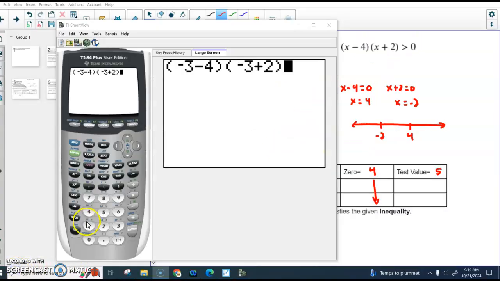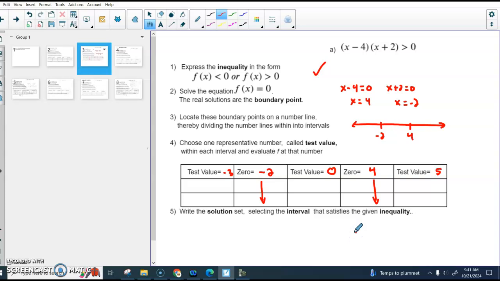I plug this into my calculator, like what I have here, and press enter to see what I get. I get 7, so I'm comparing 7, and is that greater than 0? Yes. So that means anything to the left of negative 2 will work. I can plug another value in if I'm not sure, but I do know that it's going to be true. I'm going to put an open circle here at negative 2, and move my arrow this way because anything to the left of negative 2 works.